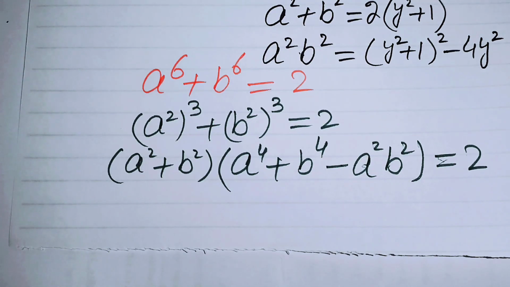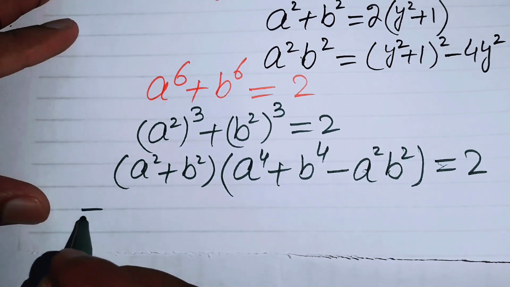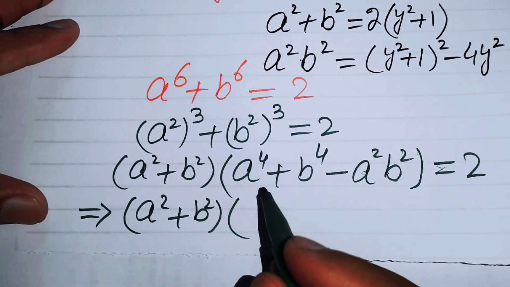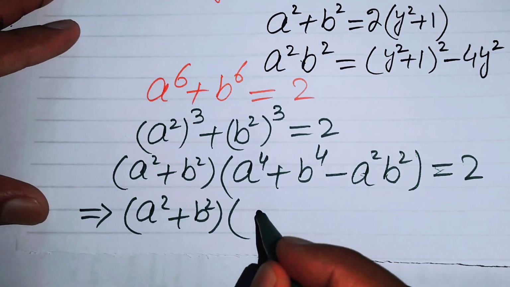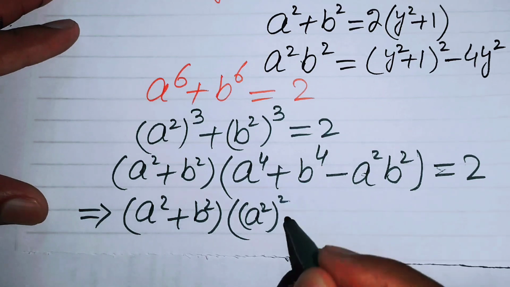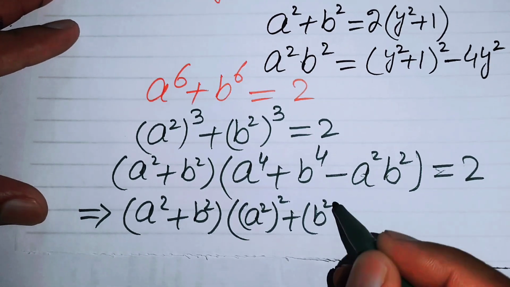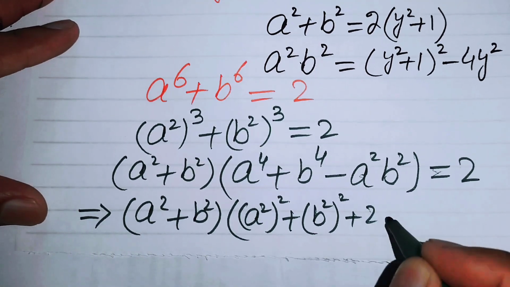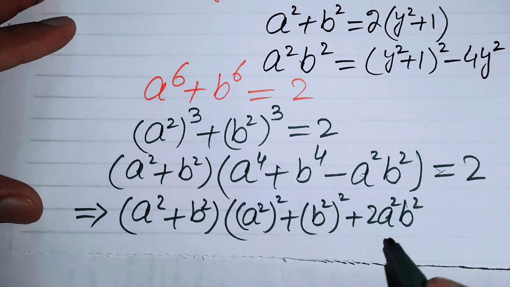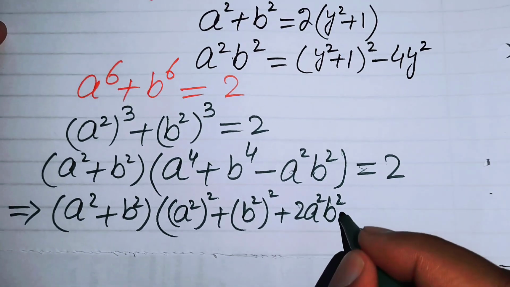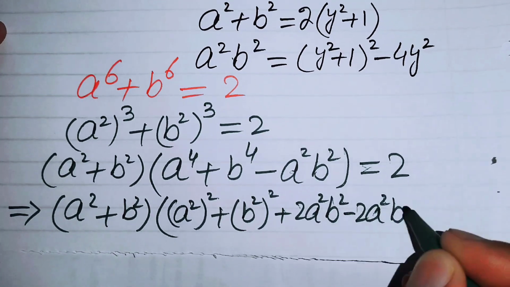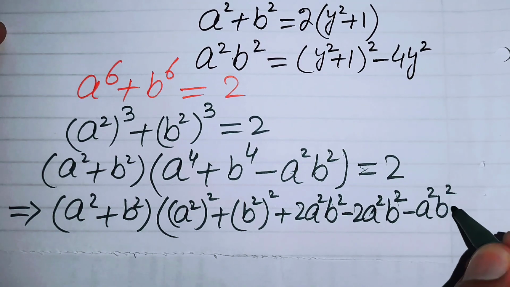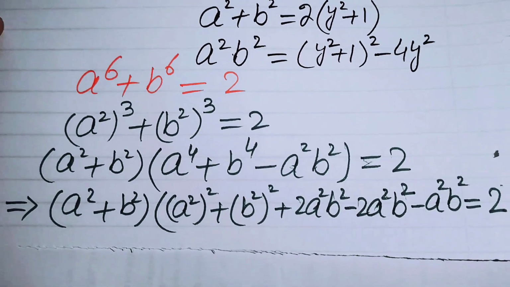And now you can rearrange these terms. Here you have (a^2 + b^2) times, we can write a^4 + b^4 as (a^2)^2 + (b^2)^2. I can add and subtract 2 times a^2 b^2, so I can add 2a^2 b^2 and subtract 2 times a^2 b^2, and this is minus a^2 b^2, and the whole is equal to 2.